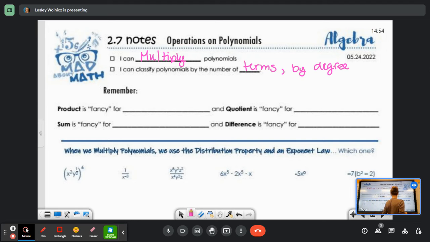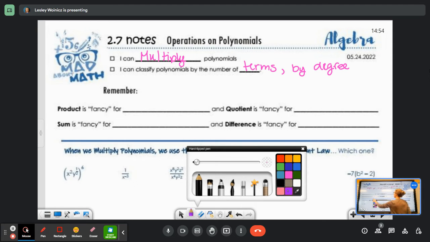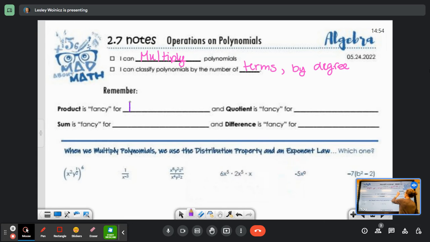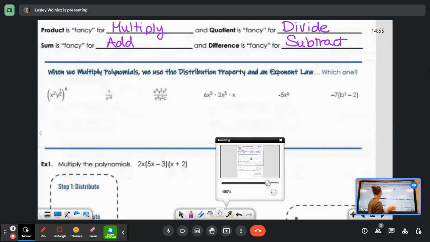Okay, so what is product fancy for? Multiplication, yep. And quotient is fancy for? Good. And sum? Yeah, addition, and difference? Good. Okay, so we've got those in our minds.